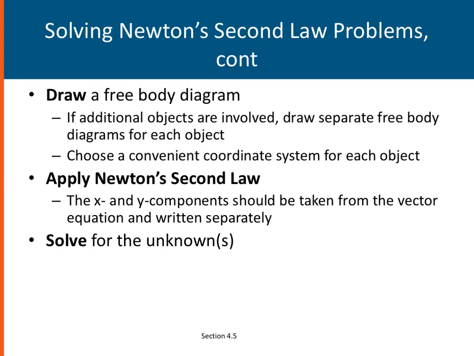and choose a convenient coordinate system for each of the objects. It could be different for each object depending on the situation. Then we want to apply Newton's second law using the x and y components taken into consideration. We will have to use our vector addition, our vector components, and all that. And then we want to solve for any unknowns.